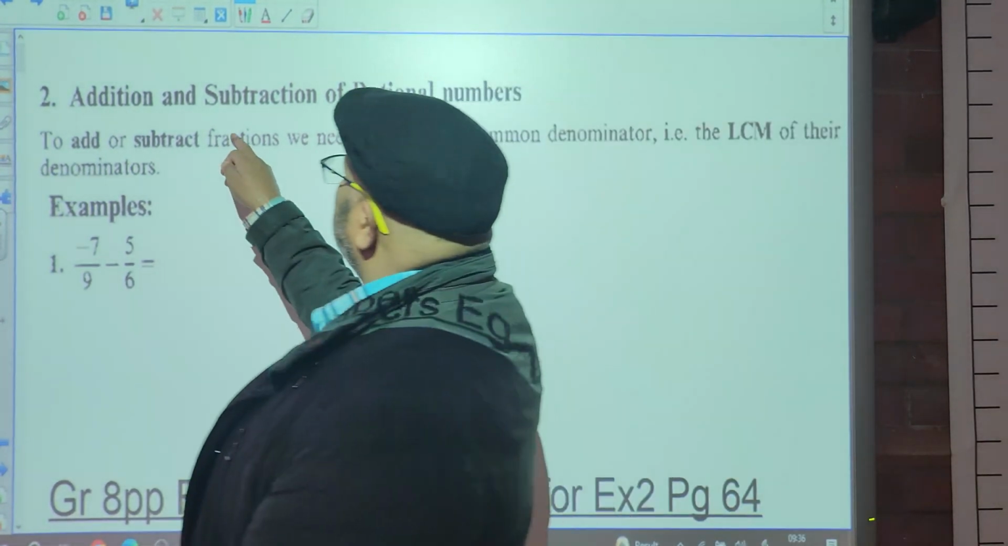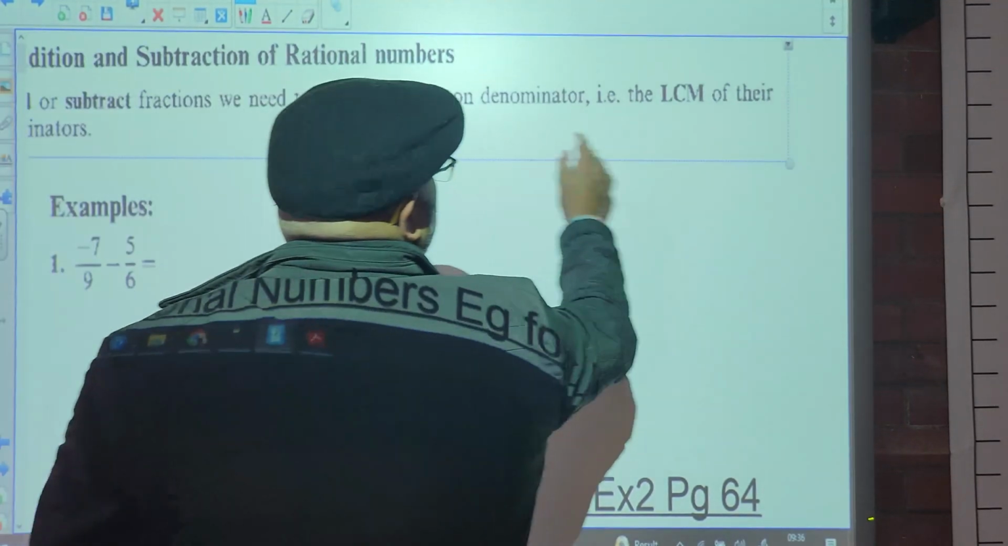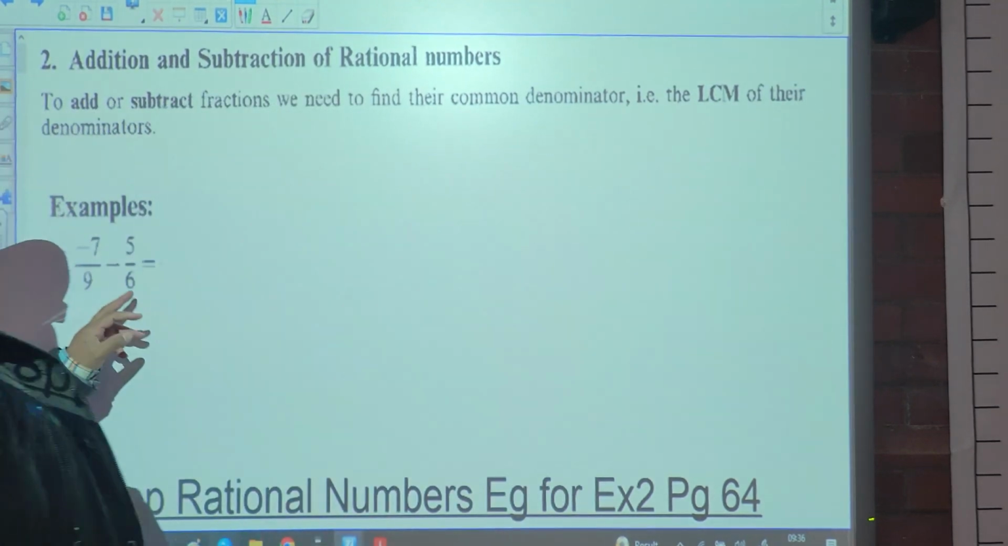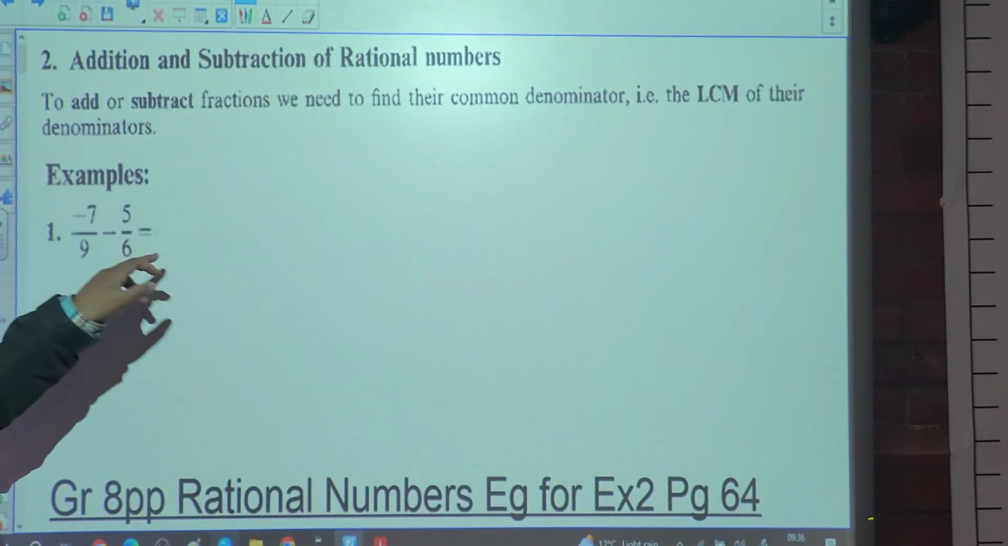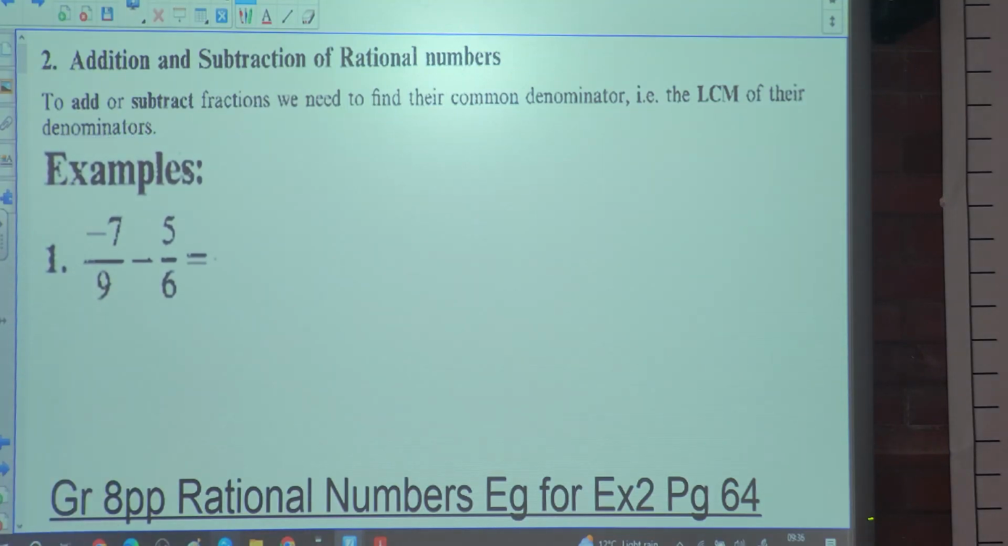Today we're looking at addition and subtraction of rational numbers. You can make these notes at the end of my explanation. I don't want the video to be too long. I'll give you a chance to write all these notes in. To add or subtract fractions, we need to find the common denominator, in other words, the LCM of the denominators.